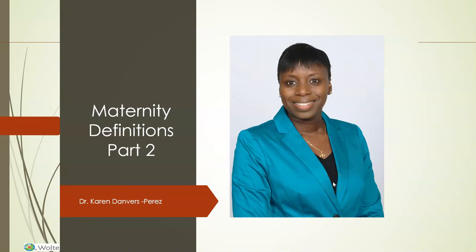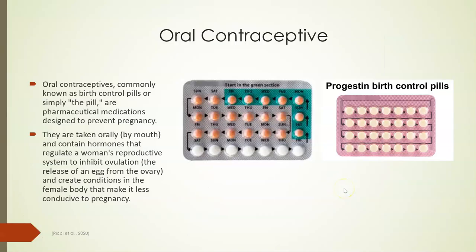So the first terminology is oral contraceptive. The word oral means mouth, so you know that this contraceptive will be taken via mouth. This is commonly known as birth control or simply the pill. They are pharmaceutical medications designed to prevent pregnancy, and as I said, they're taken orally by mouth. They contain hormones that regulate a woman's reproductive system and inhibit ovulation.